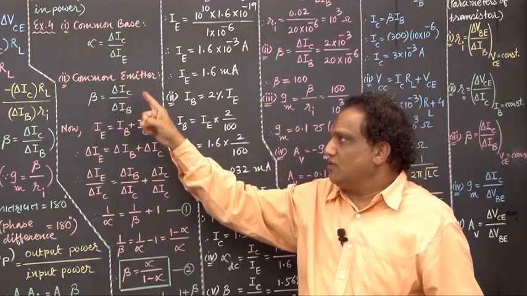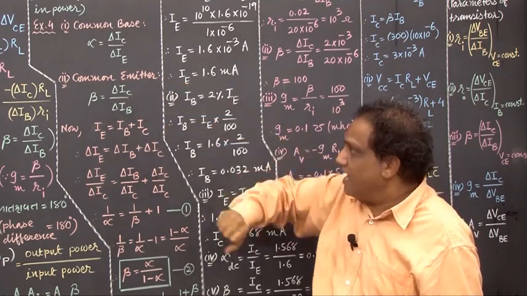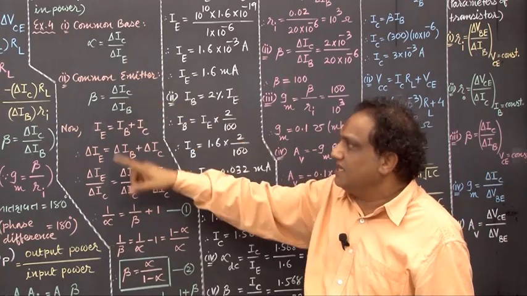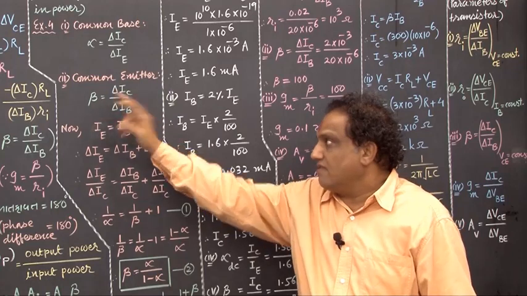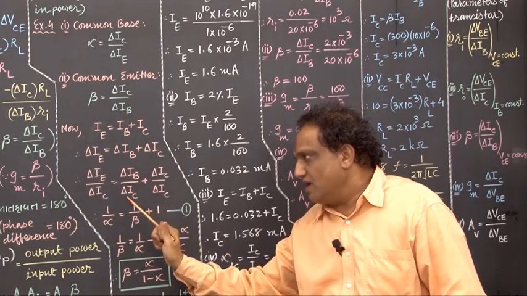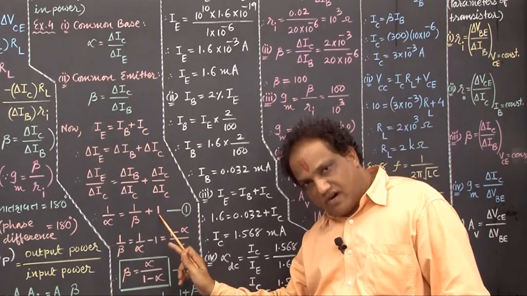If it is delta IC upon delta IB, we can write beta. But if it is the inverse ratio, delta IB upon delta IC, it will be 1 upon beta. Take the reciprocal here: delta IB upon delta IC is 1 upon beta, plus delta IC upon delta IC is 1.